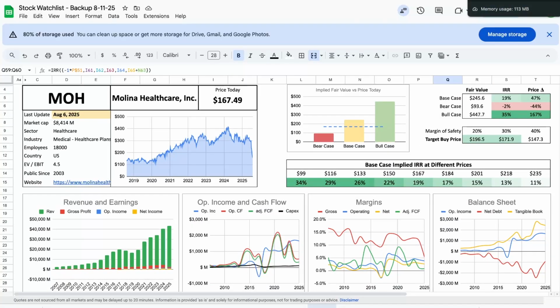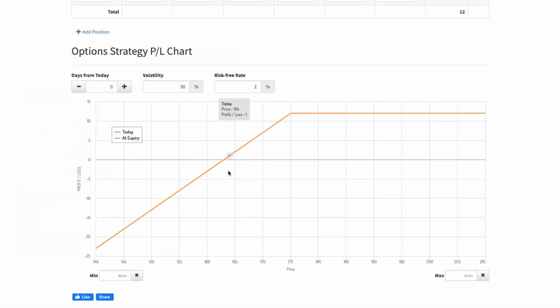I would never recommend selling a put on a stock that you do not want to own. Options are just a tool to help your investment. This is a method for me to just get paid to wait.